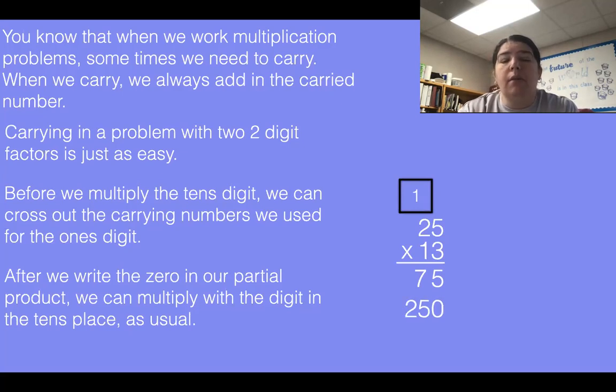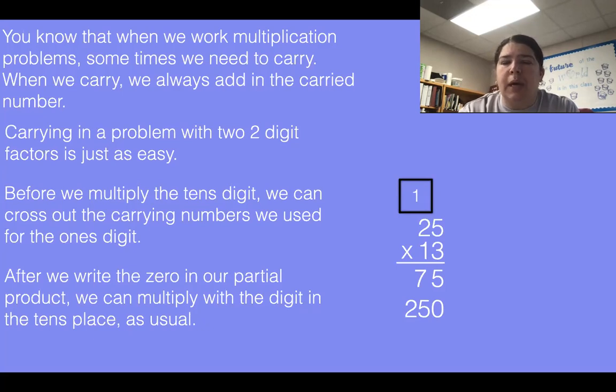Okay, now we can multiply with the digit in the tens place just like we normally would. Take that 1 and multiply it by 25 and you get 25. So you now have 75, but these two numbers, the 75 and the 250, those are both called partial products. Say it again with me, partial products. They're both called partial products.